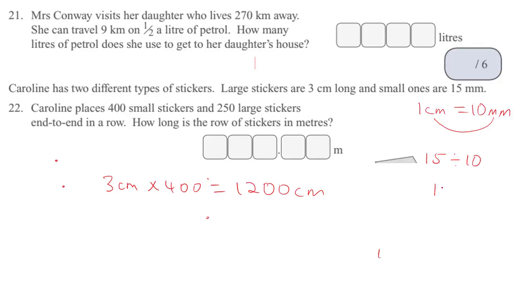Okay. Now I told you that whole numbers normally have a decimal point at the back. And if I divide it by 10, the decimal moves forward 1 step because it's 1 0 there. So the answer is going to be 1.5. And remember, we've changed that to centimeters. Okay. So the smaller ones are 1.5 centimeters, but they are how many? They're 250.